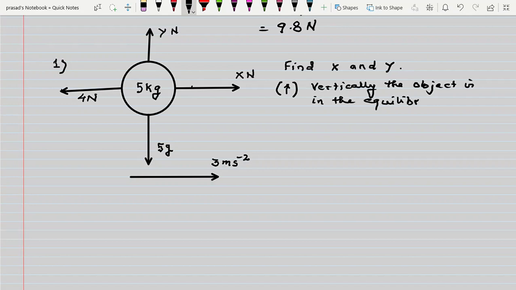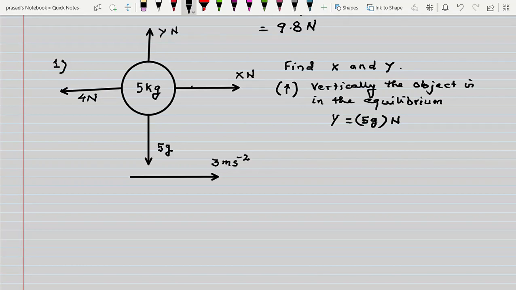Why? Because vertically it is not accelerating. That means vertically the forces are balanced. The resultant force is 0. That means y will be balanced by 5g. That means y is equal to 5g Newton.